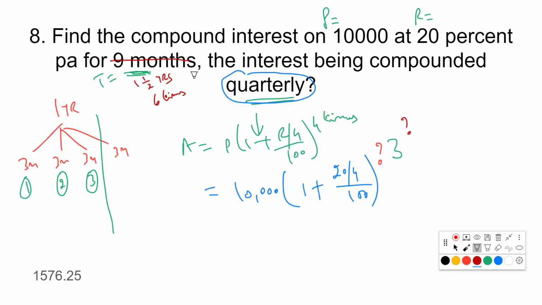Okay, finally you can note down the answer because it is compound interest. Now amount minus principal will be there. You get 1576.25.